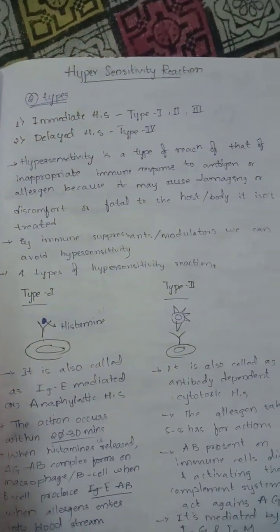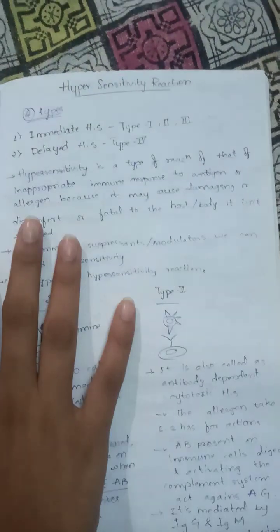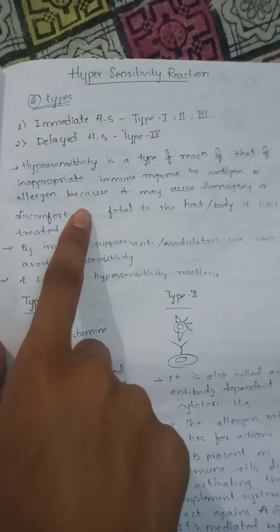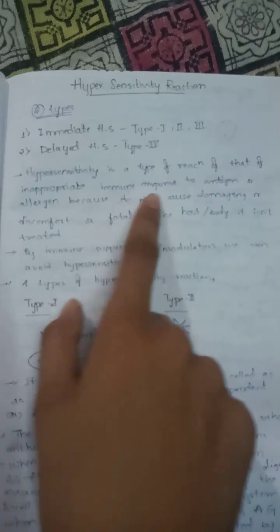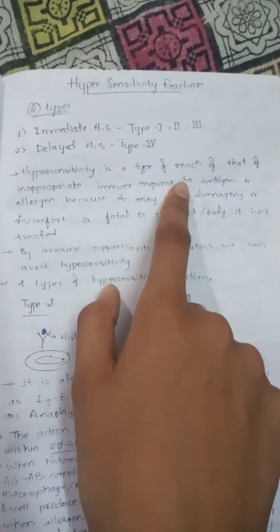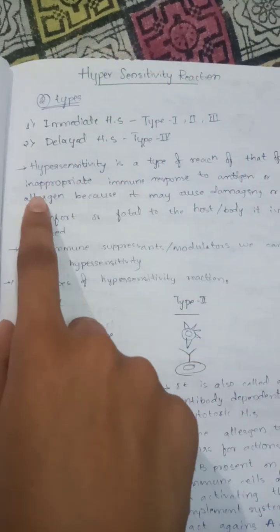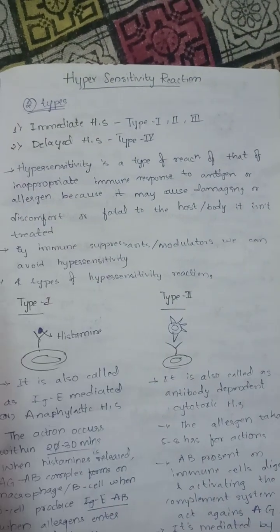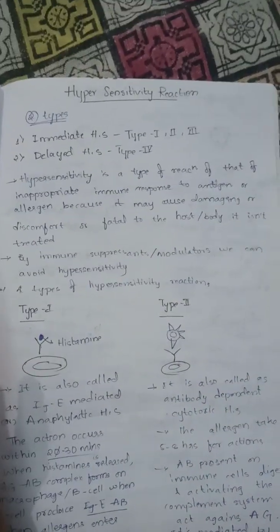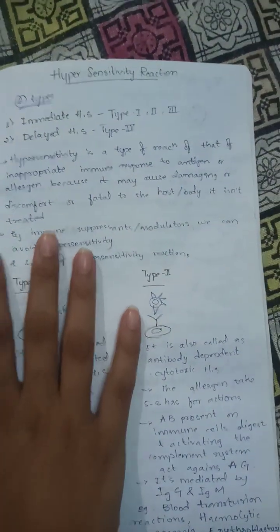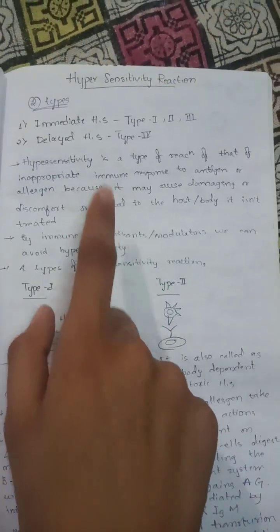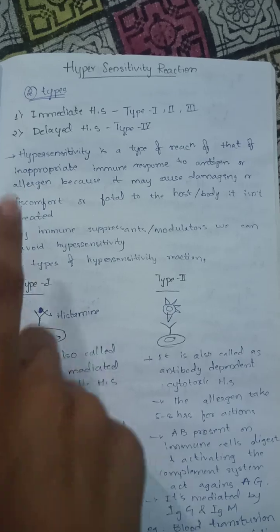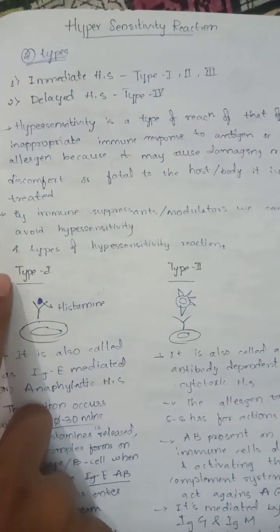What is hypersensitivity reaction? It is a type of reaction when an allergen or antigen enters into the body, and an inappropriate immune response to it happens. So that kind of reaction is hypersensitivity. This inappropriate immune response to this antigen or allergen may cause damage or discomfort to the body, and it may also be fatal if it's not treated. So this immune hypersensitivity reaction can be reduced or suppressed by immune suppressants or modulators.